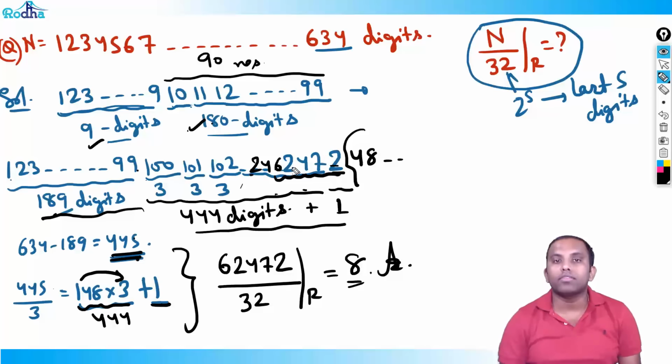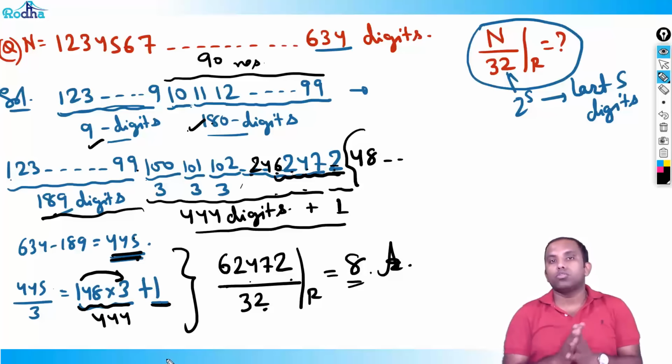What are my last 5 digits? 62472. 62472 divided by 32, the remainder is 8. An absolutely super question. Just try it 2-3 times. How to count digits, this is purely aptitude. Very good question. Try it 2-3 times and you will get it. Okay. Thank you.